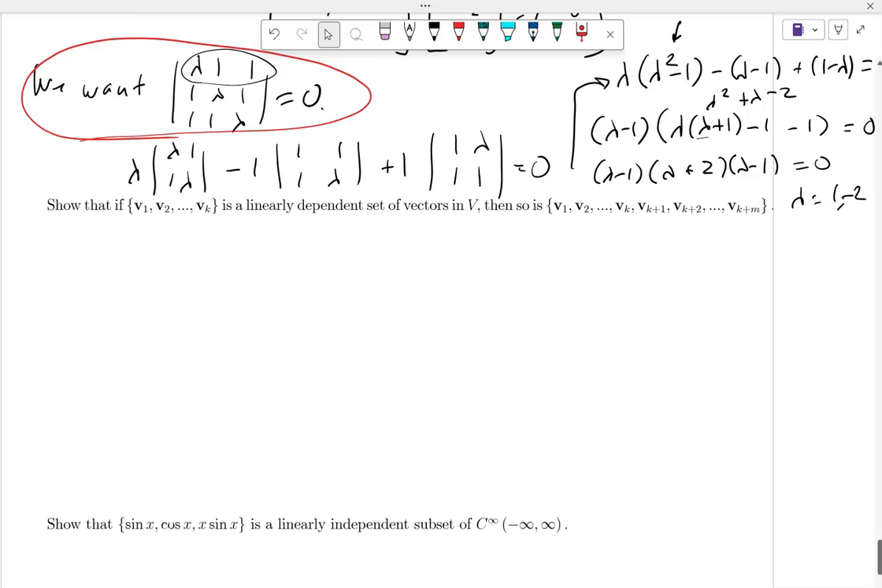Let's think about this next one without writing it down to start with. The first one says, if we have a linearly dependent set and I throw more things in it, I still get a linearly dependent set. Right? Why does that have to be true? What does linearly dependent mean again?